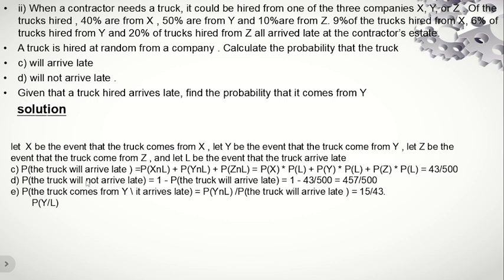The G part is saying calculate the probability that the clock will not arrive late. What will be that probability? It will just be 1 minus the probability that the clock will arrive late. Very easy and straightforward. So you take 1 minus the probability that you have gotten here, and you get 457 all over 500 as the probability that the clocks will not arrive late.